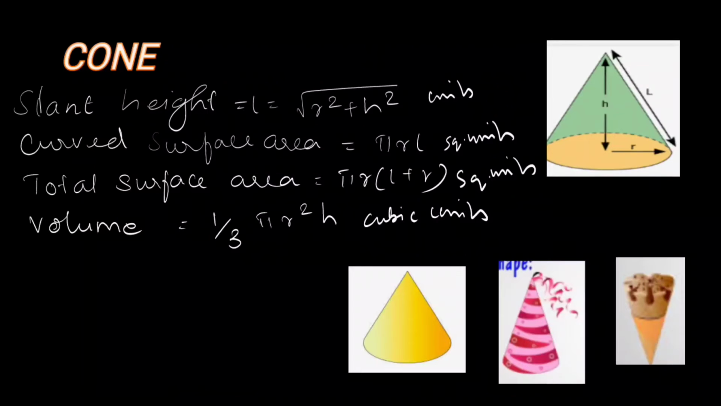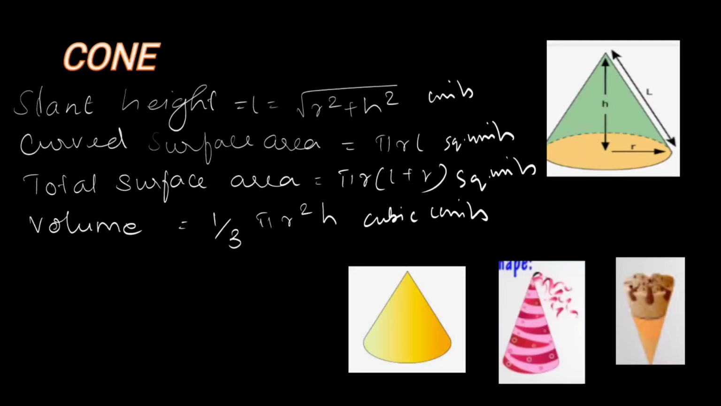Next, curved surface area. What is the curved surface area? The slant height part of the cone is considered to be the curved surface area, which is pi into r into L. Now, what is the total surface area of the cone? The curved surface area plus the bottom part of the cone, which is the circle part, is the total surface area, which is pi r l plus pi r square, simplified and written as pi r into L plus r square units.